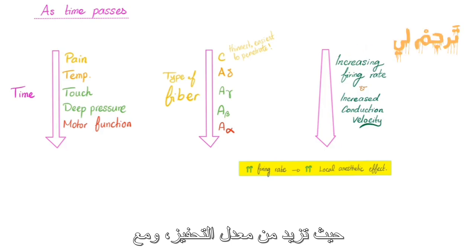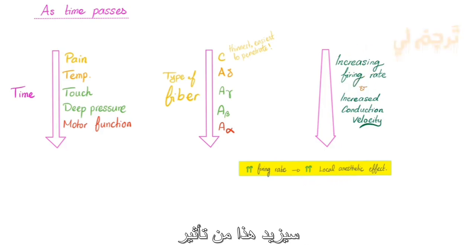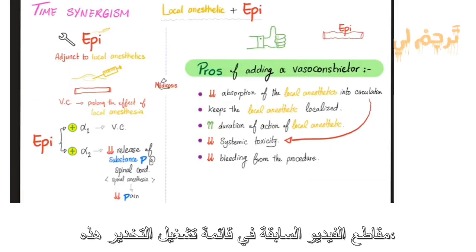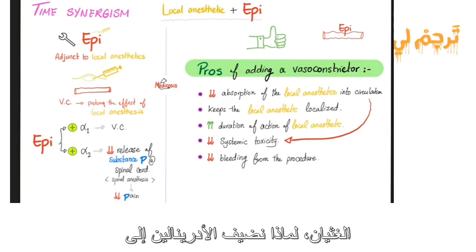As you increase the firing rate, as the conduction velocity increases, this will increase the effect of the local anesthetic, and you will go from here to here. If you have watched the previous videos in this anesthesiology playlist, we have repeated this slide ad nauseum.